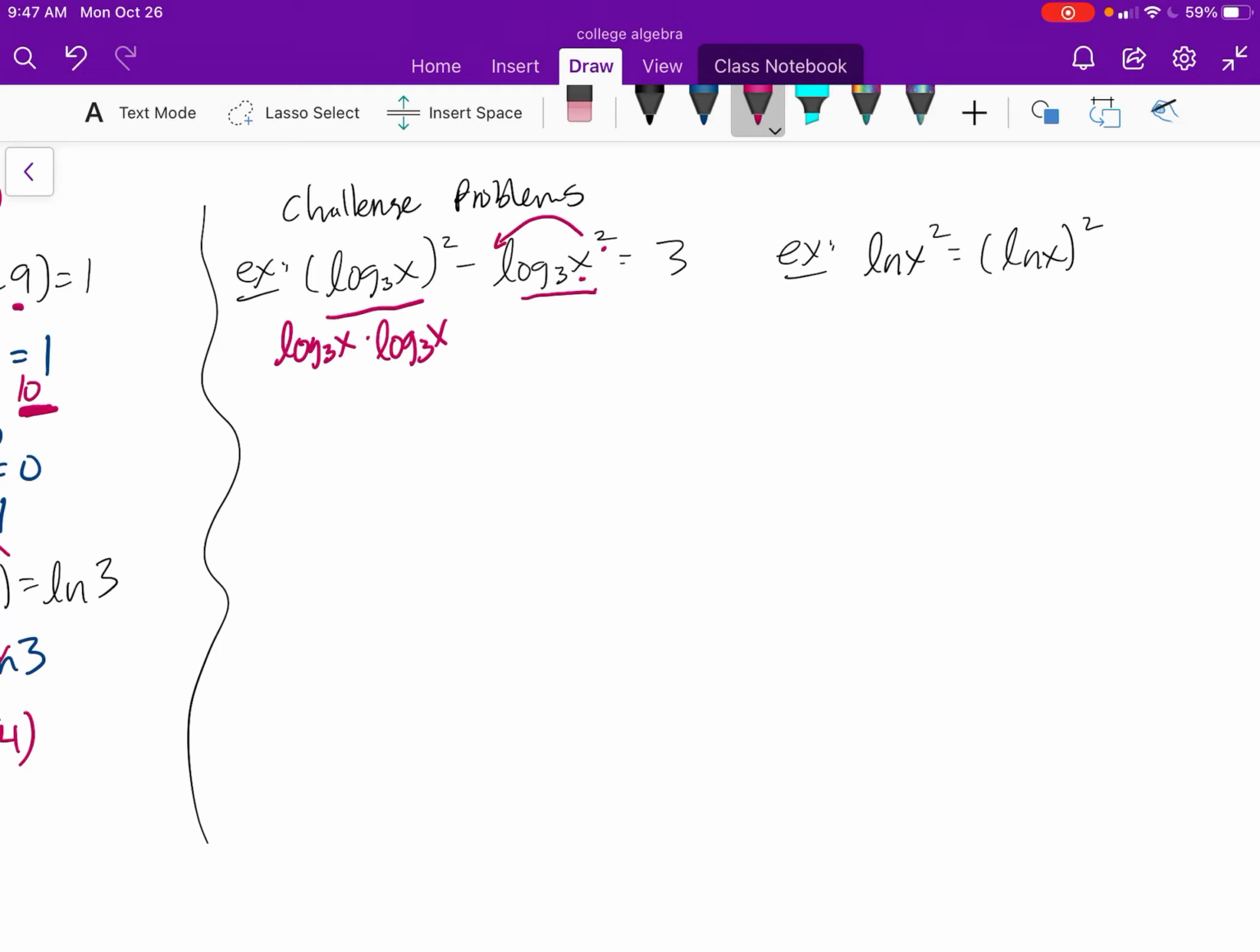Okay, so in this right one, same thing, like this here I could bring it down, this I cannot. I cannot do anything with that ln x in parentheses squared. So let's begin by doing that.